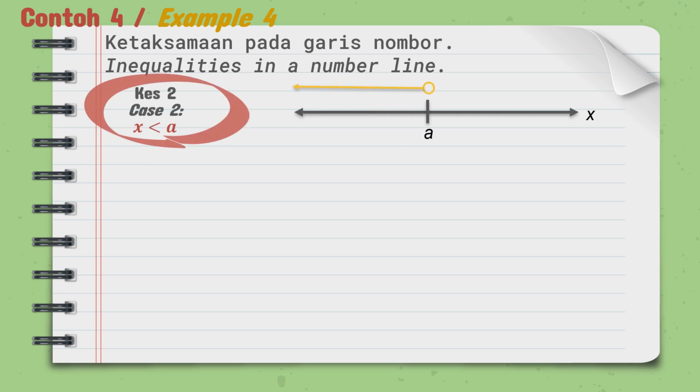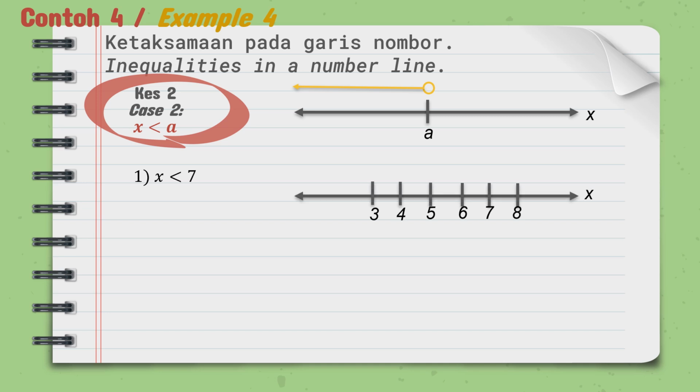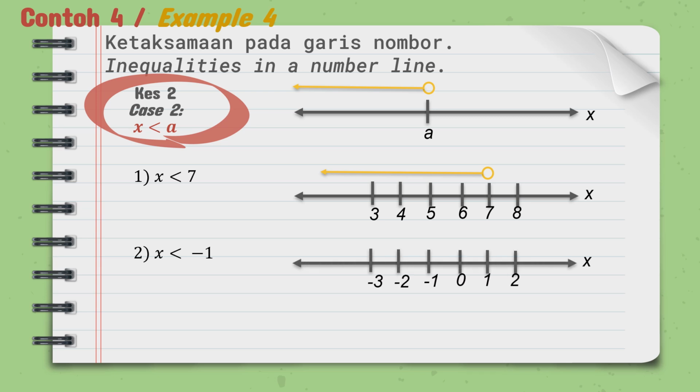Alright, so moving on to case 2, we have x less than A. When we have x less than 7, draw a number line, so that is 7. So you have an empty circle, and then the arrow goes to the left. Okay, same as when x is less than -1. So here is -1, you draw an empty circle here, and it goes to the left.